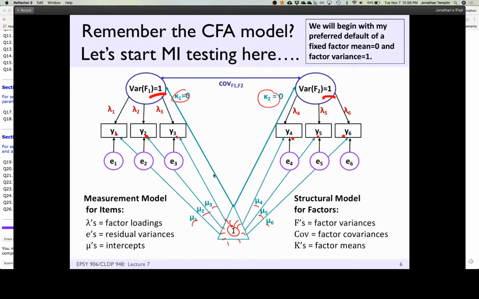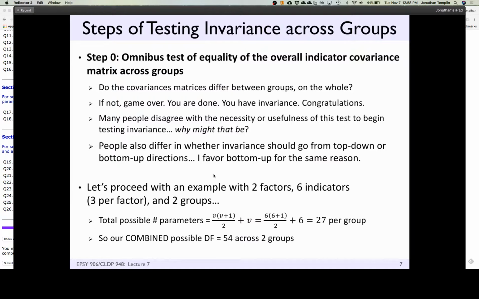This is what we end up having. We're going to start with the default of assuming that the factor mean is 0, the factor variance is 1. I'm going to walk through the steps of what a measurement invariance model might look like. The first step, and this is sort of a debated step, is a test of equality of the overall covariance matrix across groups.